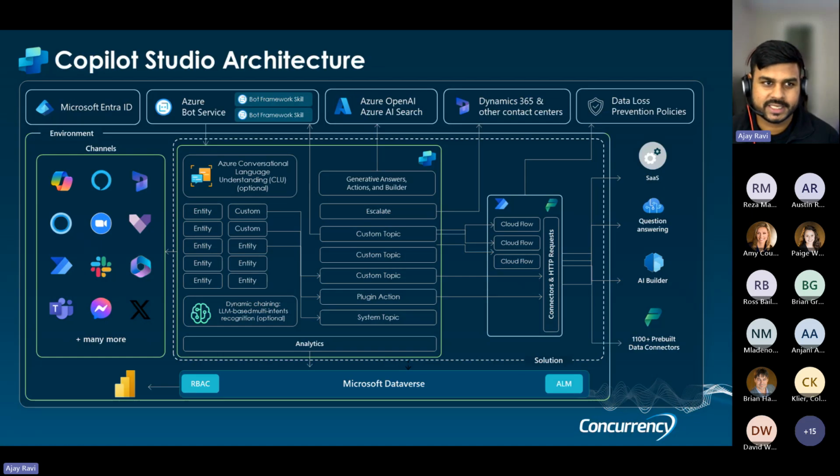So let's take a quick look at the architecture. I won't deep dive into the whole details, but I just want to give you guys a little bit of overview of what are some of the different things that are happening in the background. So Microsoft Entra ID security is definitely the most important thing, right? So you can use Copilot Studio and then deploy for internal employees or even for external customers as well.